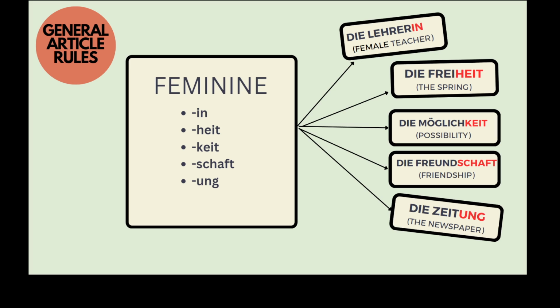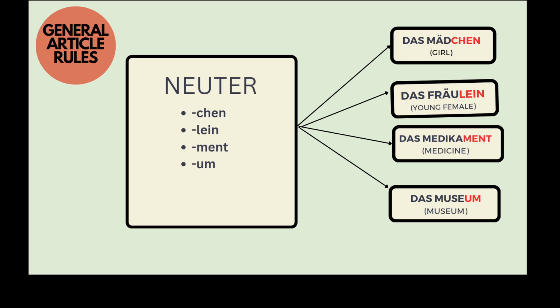Feminine nouns often end in in, heit, keit, schaft, or ung. For example, die Lehrerin, die Freiheit, die Möglichkeit, die Freundschaft, die Zeitung. And the neuter nouns often end in chen, lein, ment, or um. For example, das Mädchen, das Fräulein, das Medikament, das Museum.